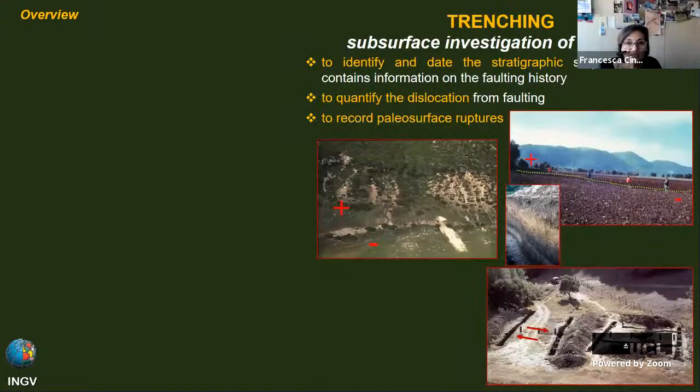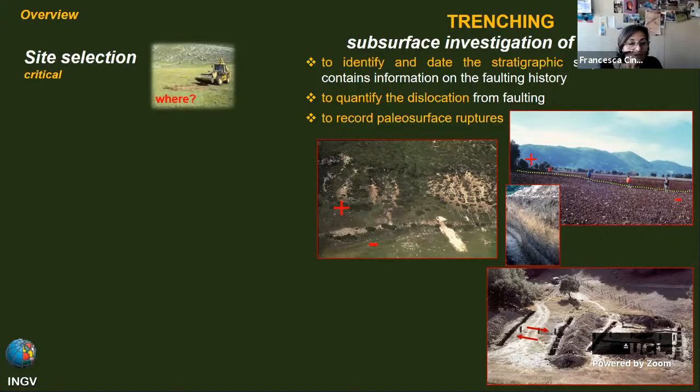So trenching is the well-established approach of subsurface investigation of faults, and aims to identify and date the stratigraphic sequence that contains information on the faulting history, to quantify the dislocation, and to recognize palaeosurface ruptures. So the first critical step for trenching is the site selection. It's very critical, and on this depends the success or also the failure of our investigation.